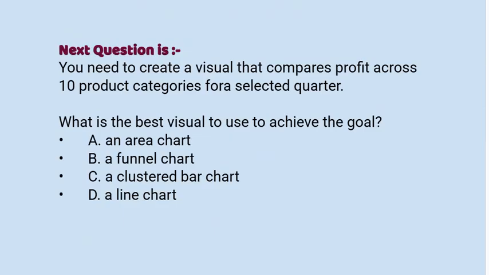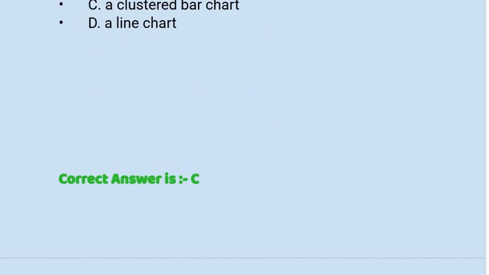Option A, an area chart. Option B, a funnel chart. Option C, a clustered bar chart. Option D, a line chart. Correct answer is option C.